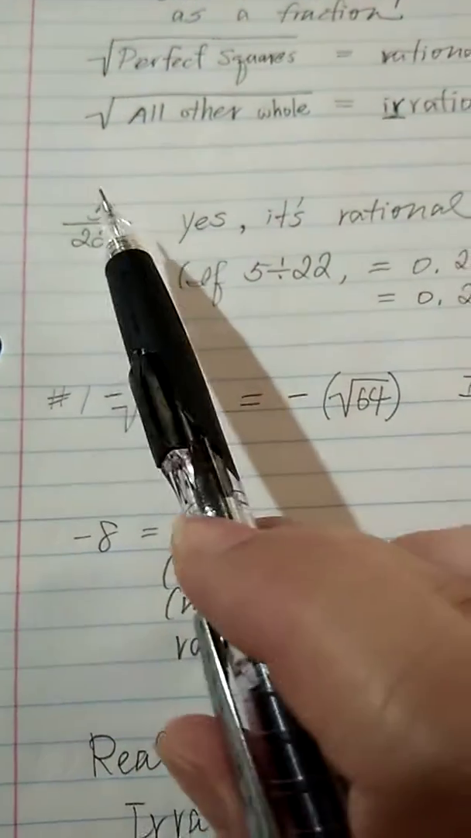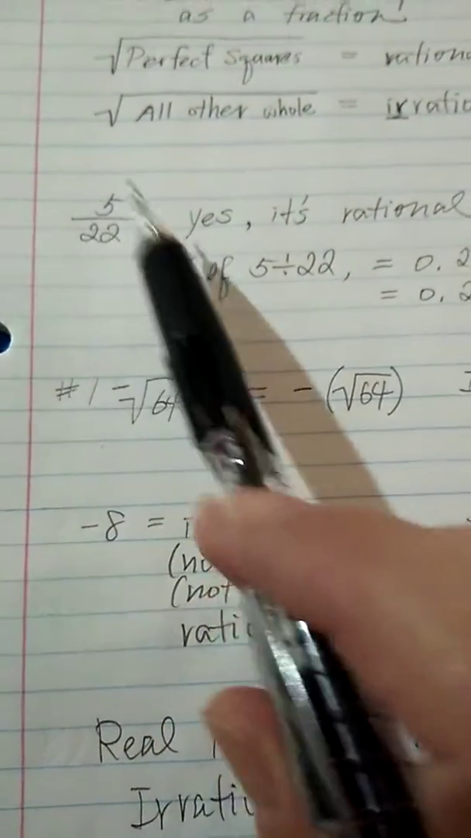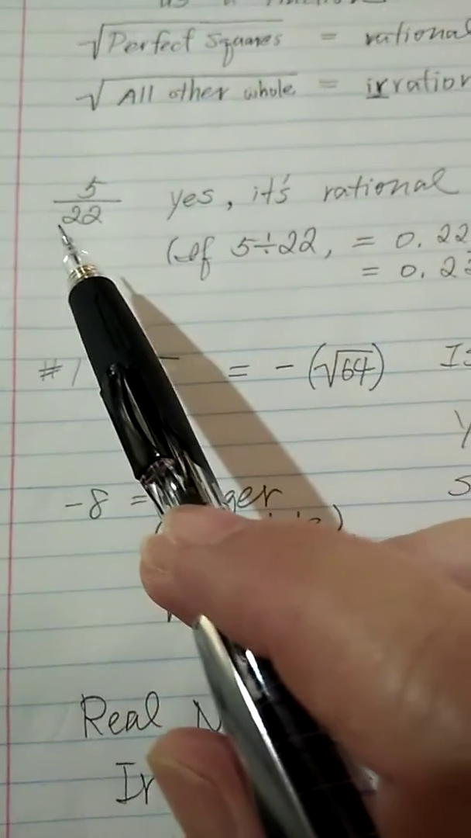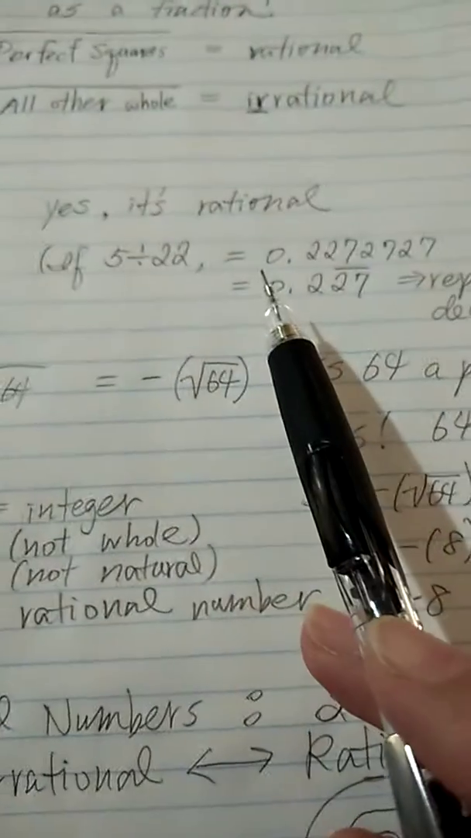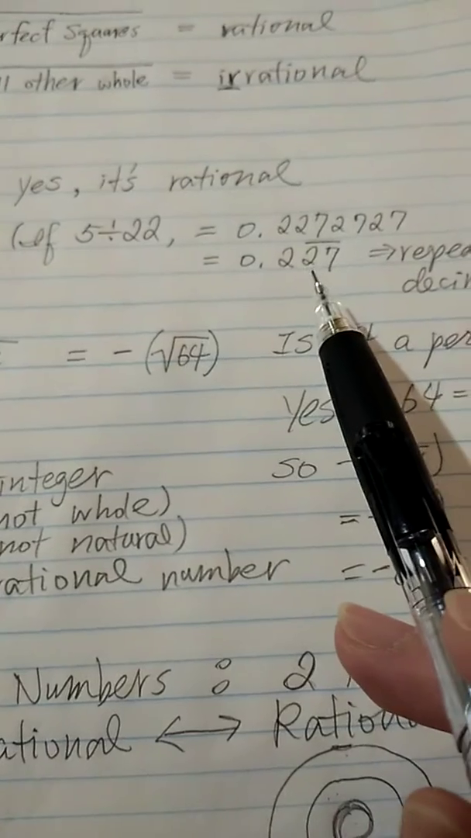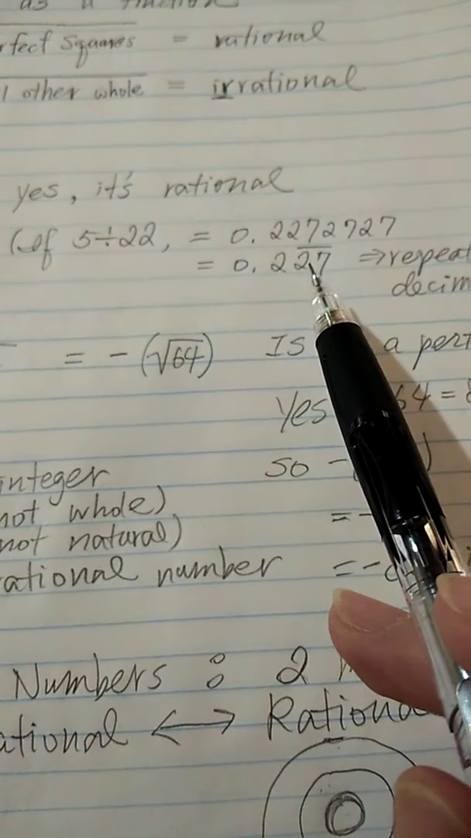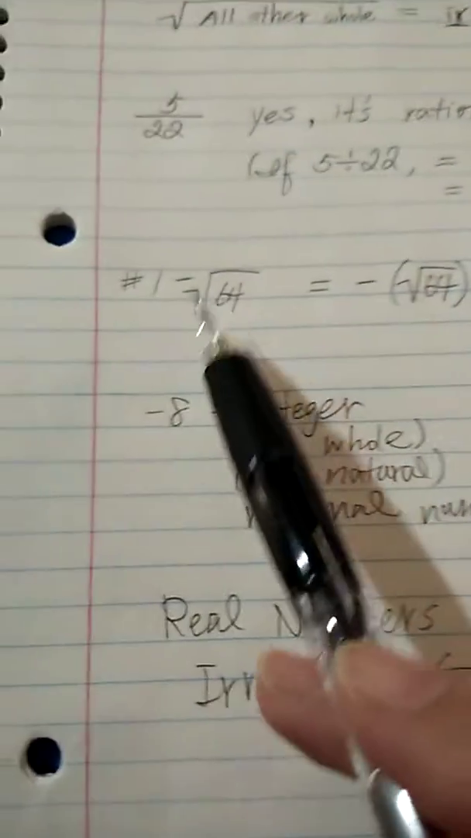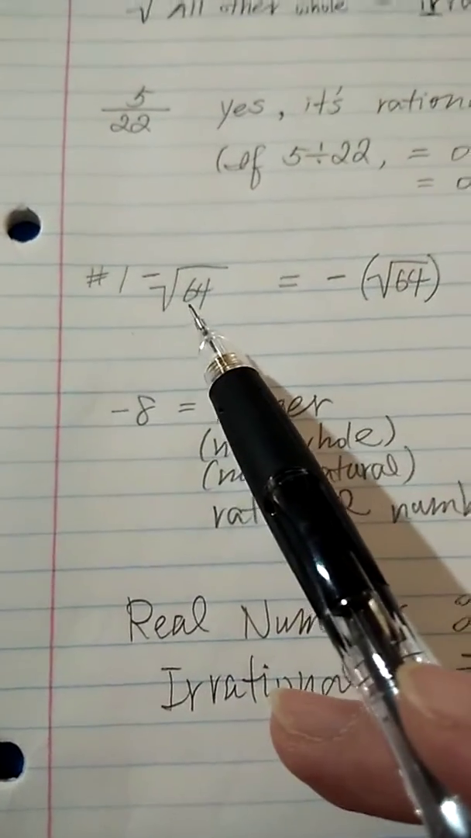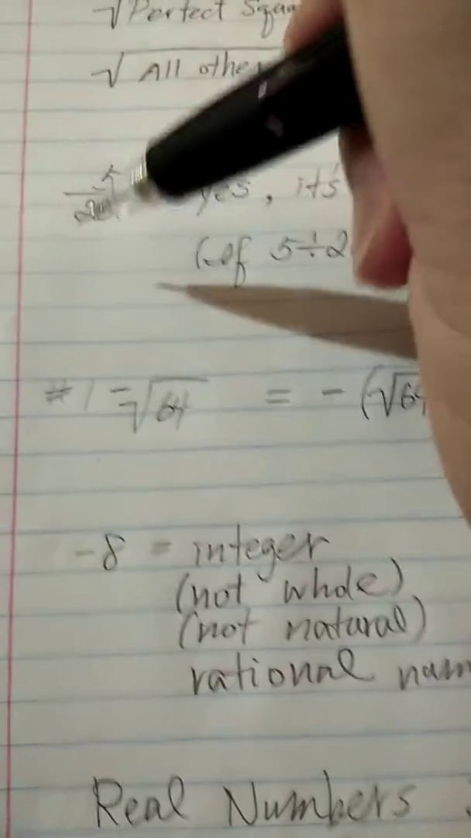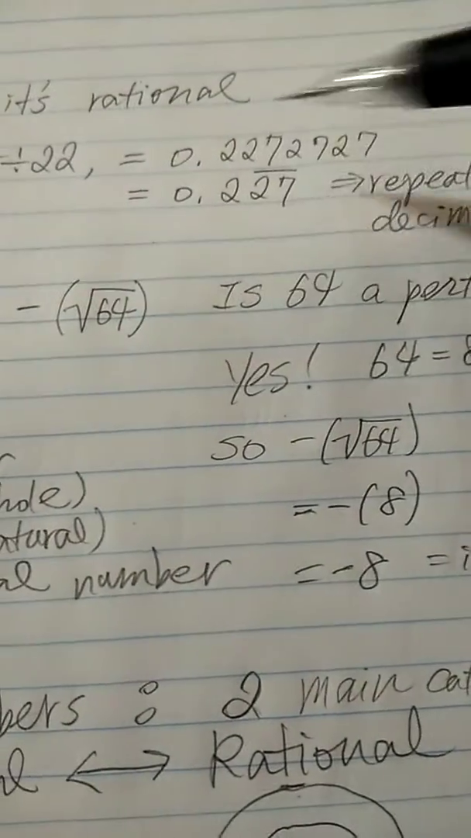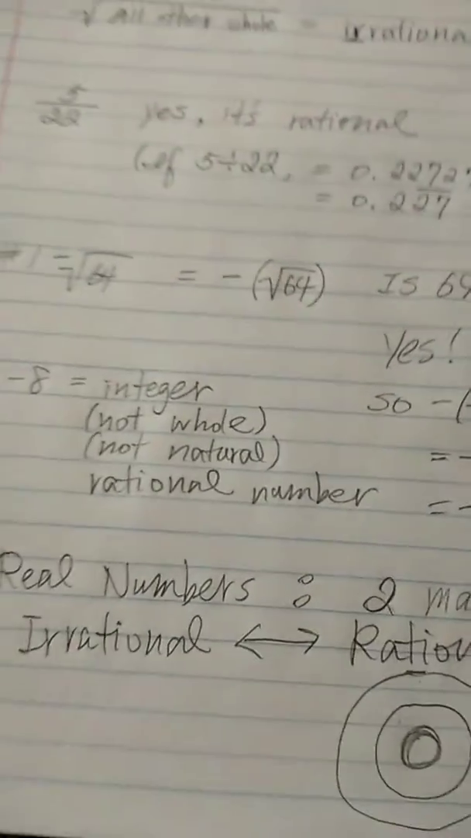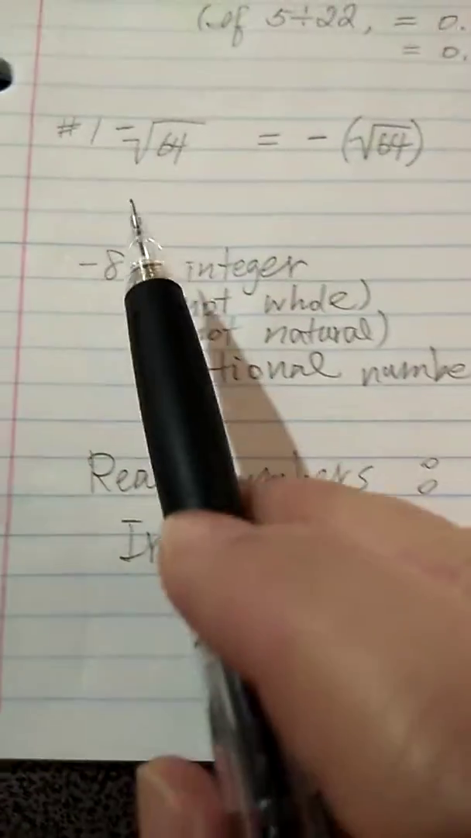So here is a fraction. So is this rational? Yes, of course, because it's a fraction. If you were to write it as a decimal, it would repeat. But other numbers that cannot be written like this, if you were to write them as decimals, they would not repeat. Okay. Let's look at some examples.